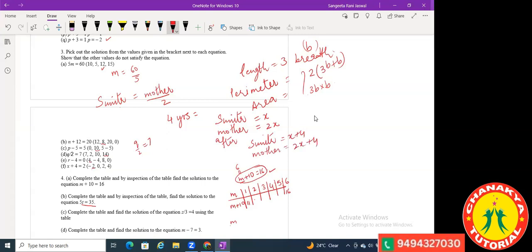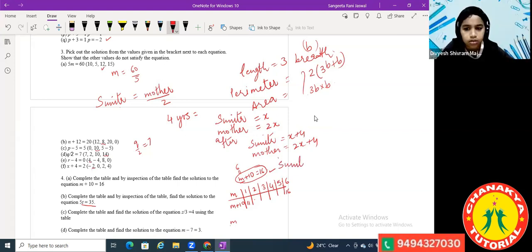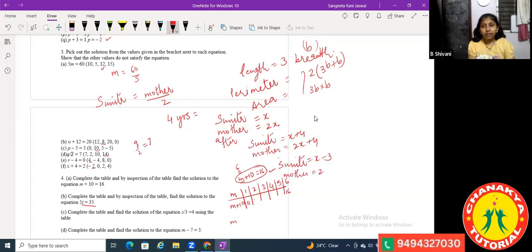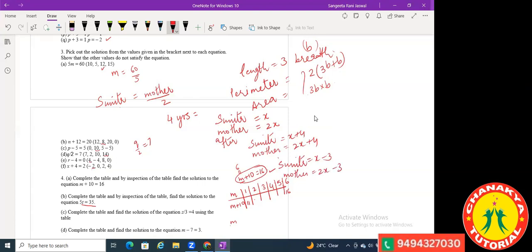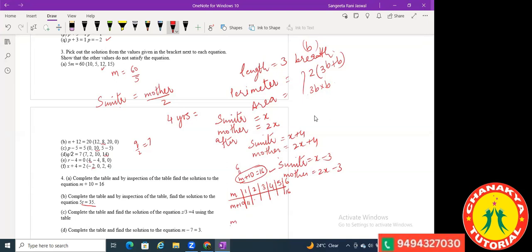And what were their ages 3 years ago? If I have to find their ages 3 years ago, Sunita's age will be x minus 3, and mother's age will be 2x minus 3. So these are the expressions. Okay. So that means you have understood the concept well. Yes. Okay. That's great.